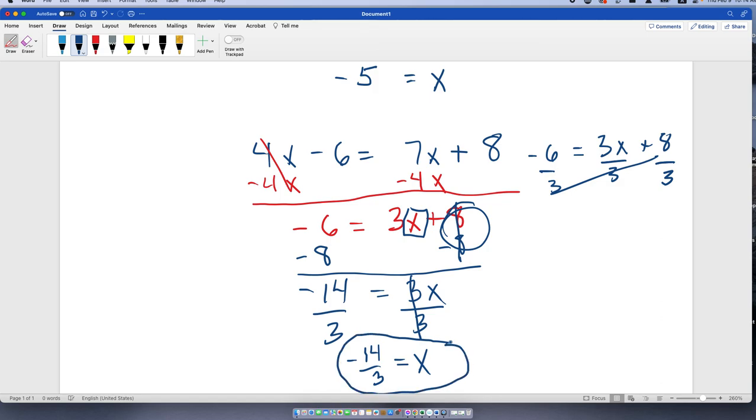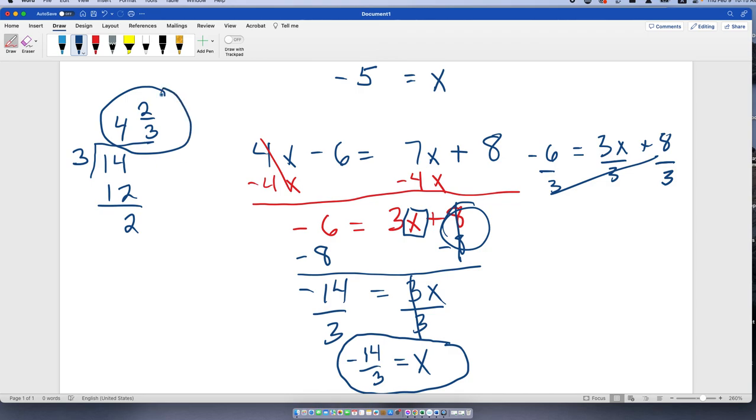Will you do me a huge favor, just because it's been a while since I've been in elementary school? Can you make that into a whole number and a refresher really fast? We could do it with long division if we ever needed. And again, we know it's going to be negative. So 3 goes into 14 4 times. That's kind of a guess, 4, because 4 times 3 is 12. And then there's 2 left over. So the 2 left over gets written as 2/3. Okay, thank you.